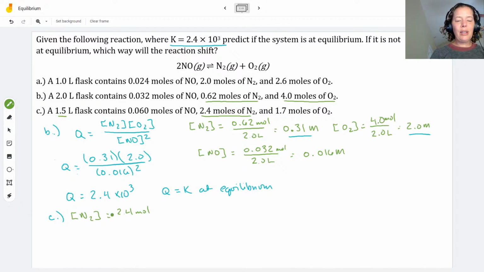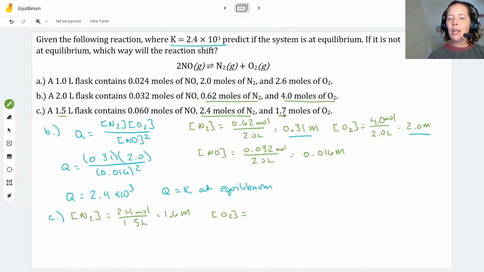And this time we're in a 1.5 liter flask. You could also be in a milliliter flask, so that's something to keep track of. You might have to convert milliliters to liters and then calculate concentration. So just FYI there.